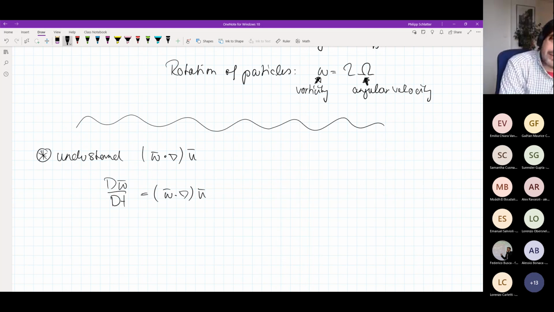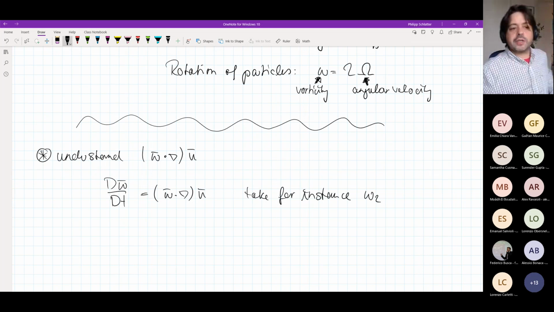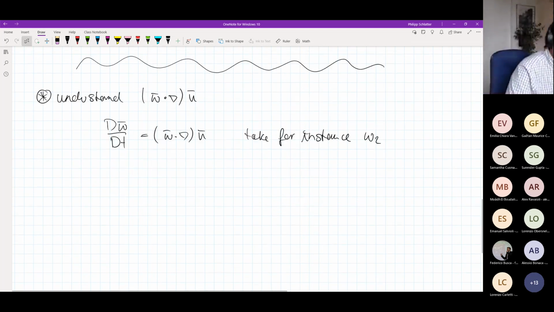Now, to make things a little bit easier, we look at just one component of that, and we can take omega 2 without loss of generality. We could look at any of those terms. I just take the second row, so the middle row of this equation, and we try to analyze what's happening there.